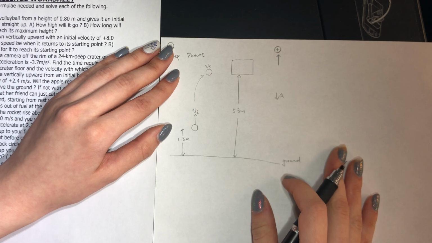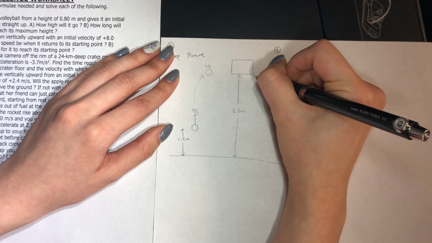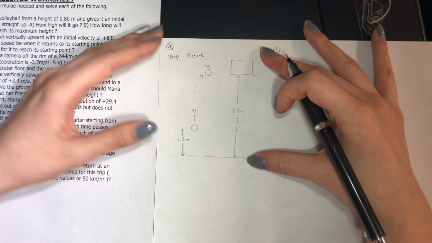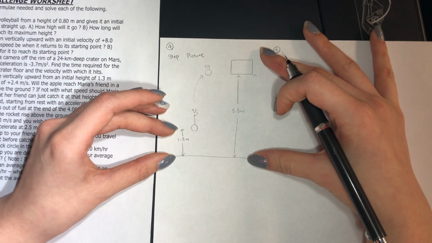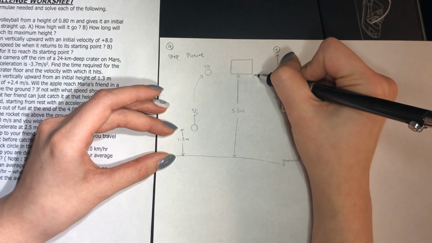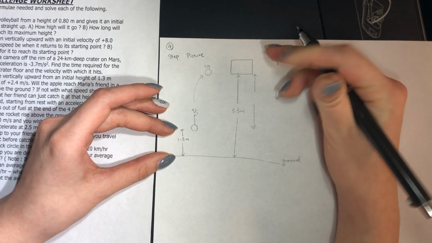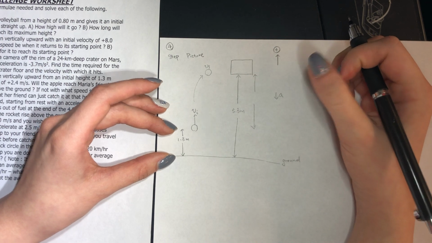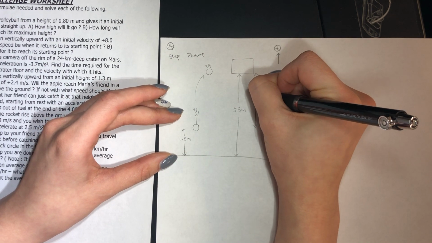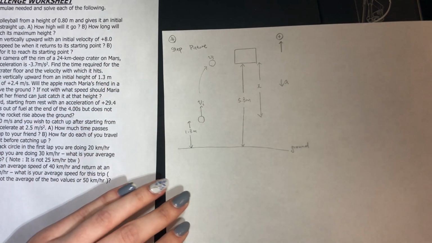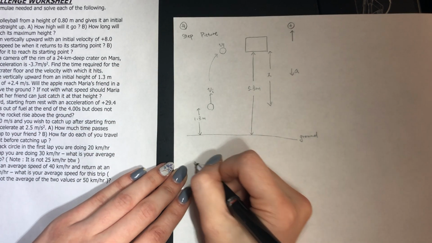What else do we know? Well, this distance right here, the tree house is 5.3 meters, but we have an initial height of 1.3. So we should be considerate of this distance, the distance the apple actually travels. I'm just going to call that X. Let's see if X is a good letter to choose this time.